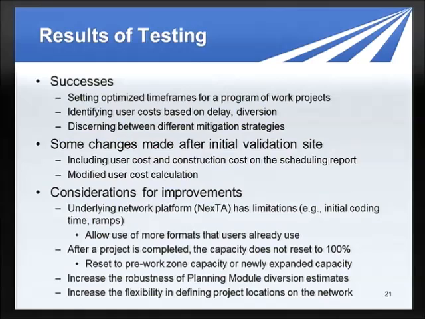So to give you some idea of some of the results of the testing, and this is pretty recent, the testing has been wrapping up. It's actually still the analysis report for that just got developed a few weeks ago. And so some of the successes: it did work to generate the kind of output you're hoping to get, to have an optimized time frame for a program of work projects, and the results seemed reasonable. It did calculate user costs. Those are based on delay and diversion, and then those get added to construction cost. You put the construction cost in there earlier in the data I showed, and that gives you an overall total cost for that sequence of projects and how it's set up.